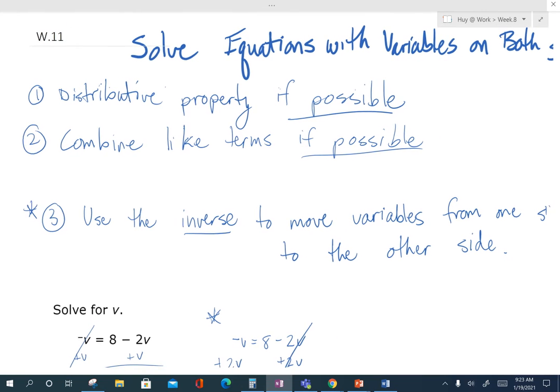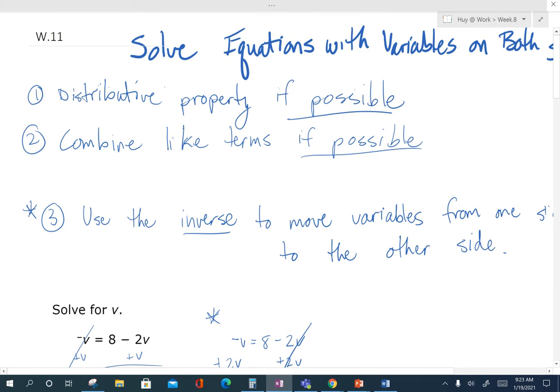Use the inverses to move variables, use the inverses to move constants, and you keep doing those until you get to a final answer. All right, good luck.